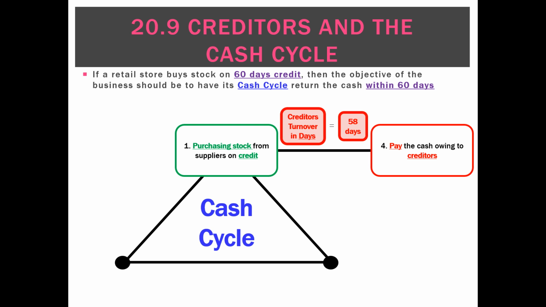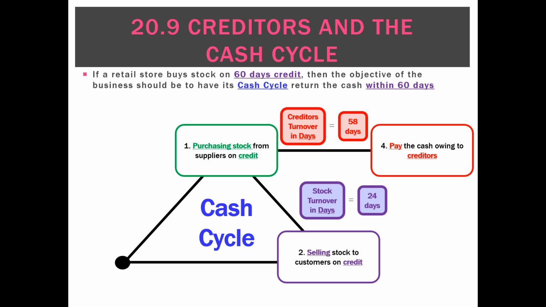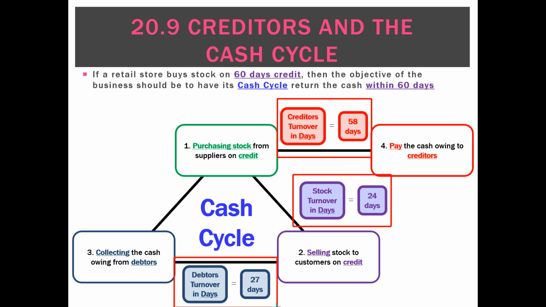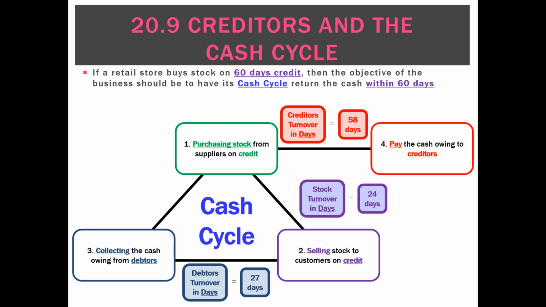So let's look at a creditors turnover of 58 days, for example. If the average time to sell stock is 24 days, so that's a stock turnover of 24, and then collecting cash from debtors is 27 days, that's a total of 51, and we are paying our creditors back in 58 days. So it's taking us 58, and we'll have that cash well in time because it's only taking us 51 days before we've got the money and we get back to this point here and we can pay back our creditors.